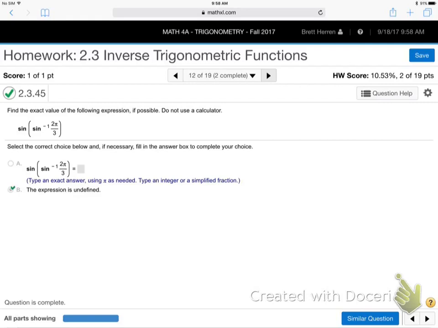Let's see how you're doing with all this material. These can be tricky. Sine of sine inverse. Whoops, there's no more parentheses there. Okay, let me give you a minute. Try it. Feel free to talk about it. There's a lot to learn here. Try that one.